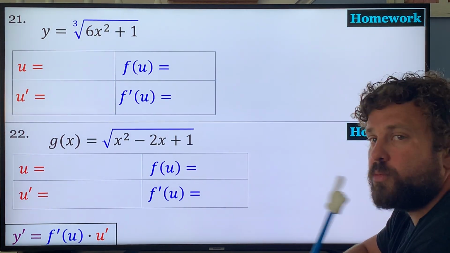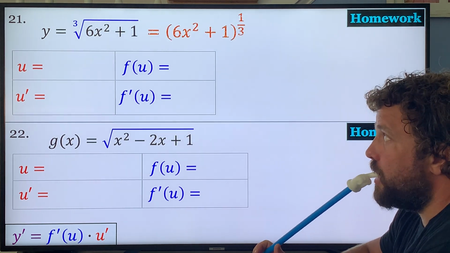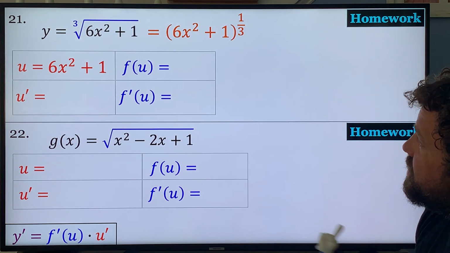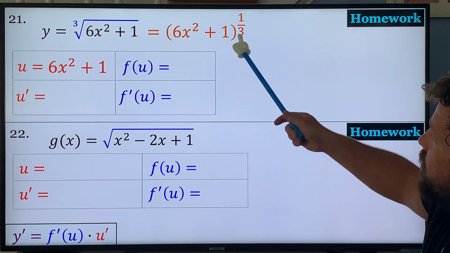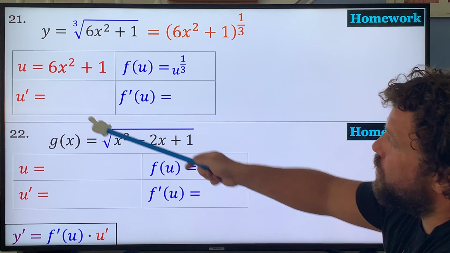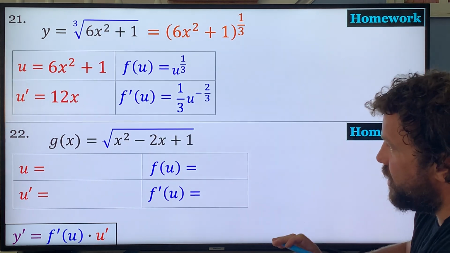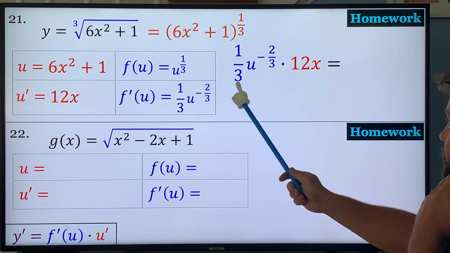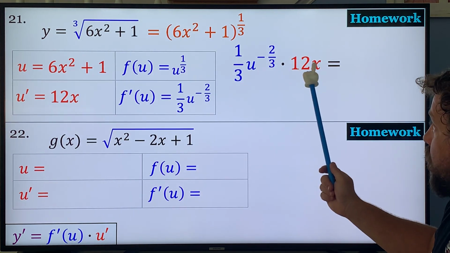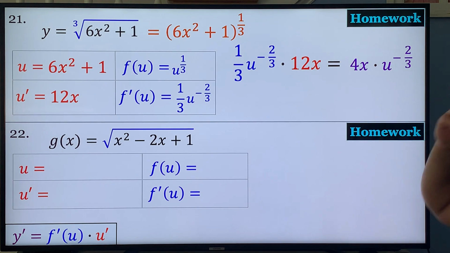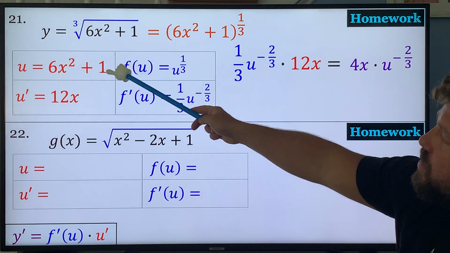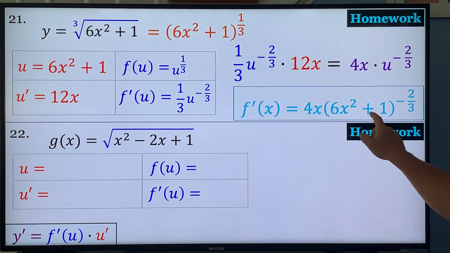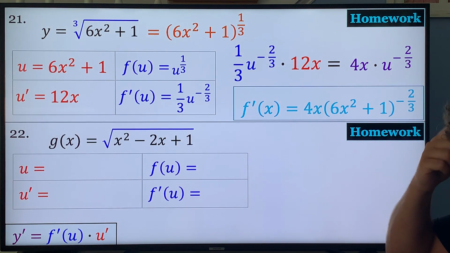U. It's u. Inside, right? Because this is all raised to the 1/3 power. So my u is the inside, 6x squared plus 1, to the 1/3 power. Derivative: 12x, 1/3 u to the negative 2/3. Multiply them together. 1/3 of 12. 12 divided by 3 is 4x u to the negative 2/3. Take my u, which is 6x squared plus 1, and plug it back in. 4x times (6x squared plus 1) to the negative 2/3. That's it.